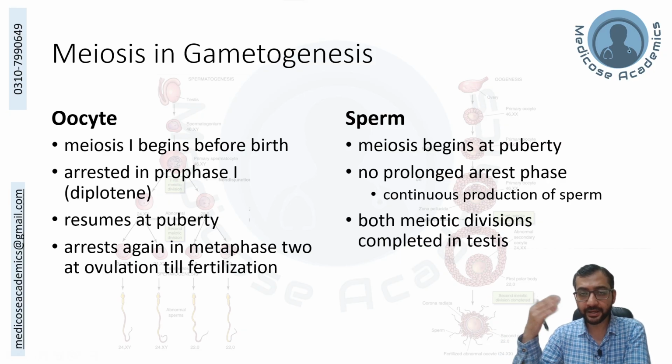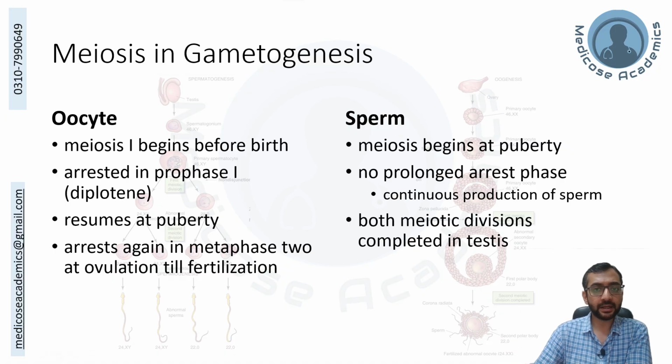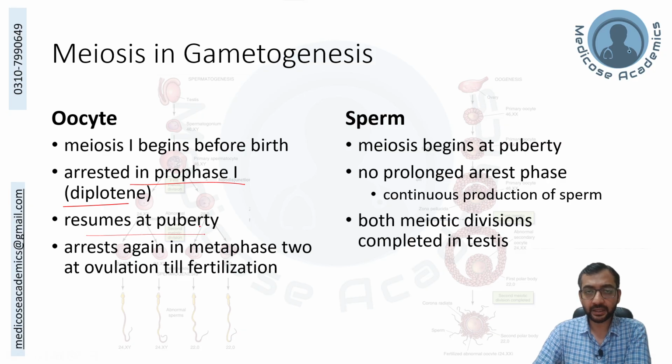All of them enter into meiosis one, and they get arrested in the diplotene stage of prophase one of meiosis one. So they remain stuck. They resume in puberty, for those particular ones that are engaging in the cycle, and again they are arrested after ovulation, as they proceed beyond meiosis one at ovulation, and they get stuck at metaphase two, and it remains stuck till the time it is fertilized.